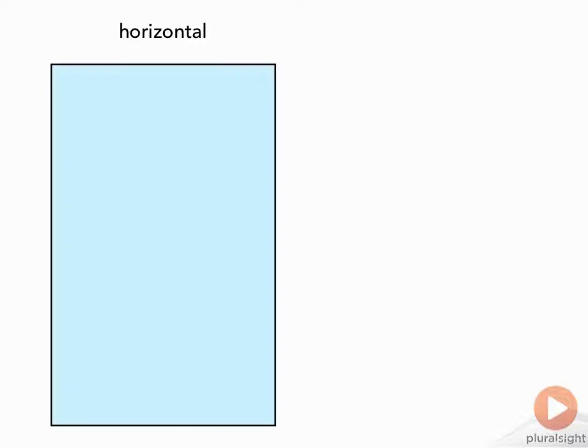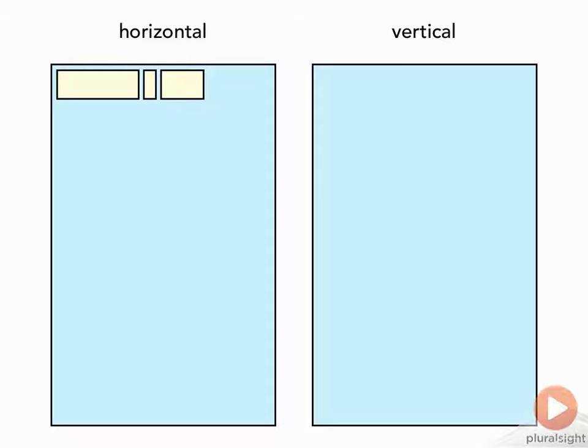Let's review how linear layout works. In a horizontal linear layout that takes up the whole screen, we put our view one after another. This is the first view. The second view goes to the right of the first view, and so on. For a vertical layout, the idea is very similar. But instead of horizontally, we are putting the view one after another vertically.